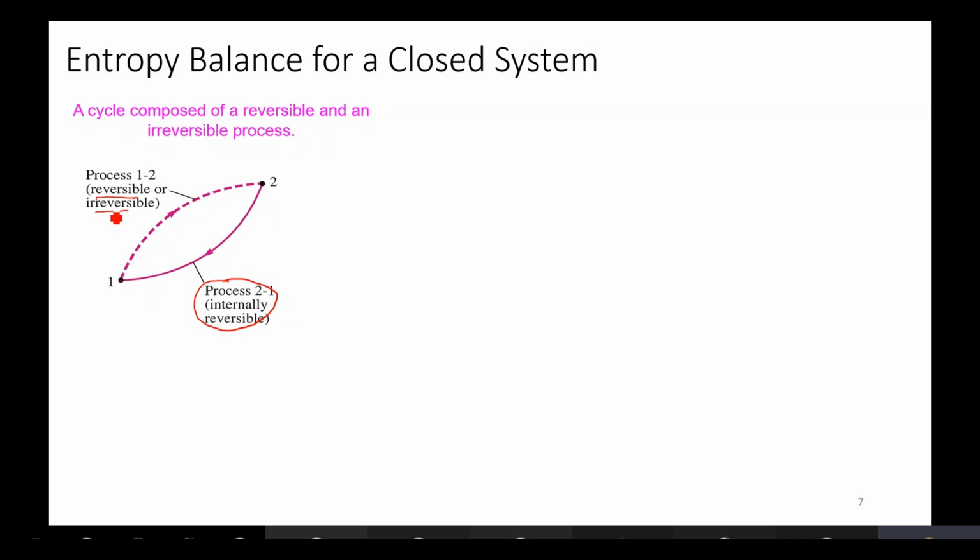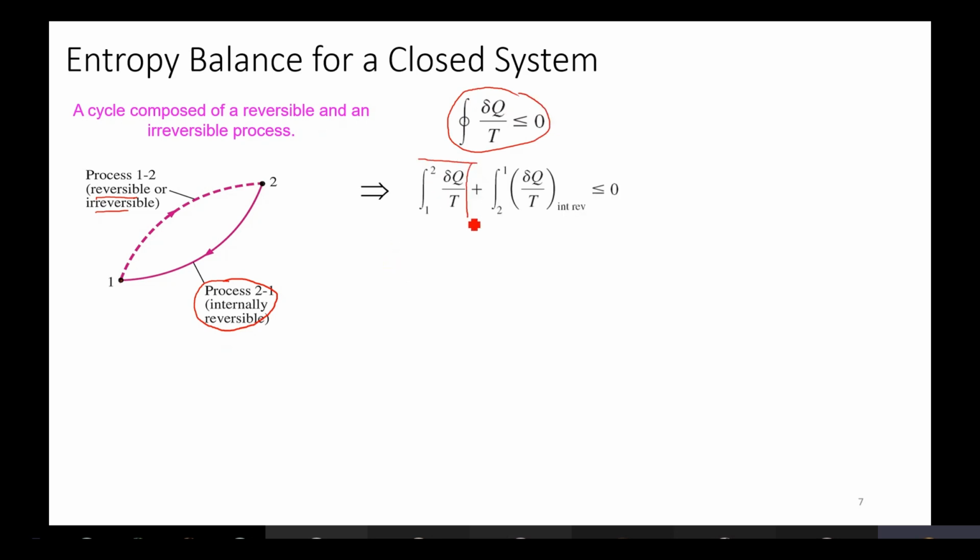In such a case, if I have to express this expression for the cycle, I can say that going from 1 to 2, del q over t is there, but internally reversible is not written. That means I'm not sure whether it is reversible or not. But for 2 to 1, I know it's an internally reversible process, and I have written internally reversible. And the summation for both is essentially less than or equal to 0. Is it clear so far?